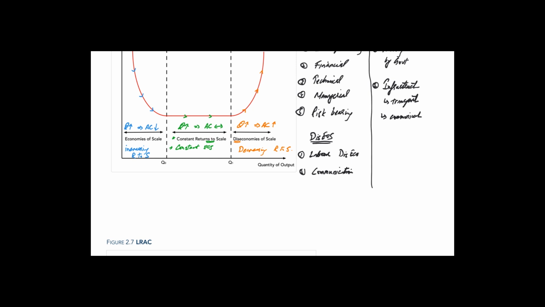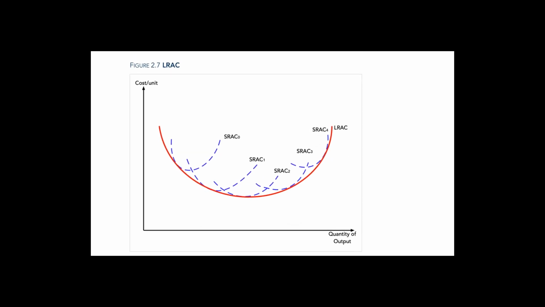So last thing about the LRAC. LRAC is the lowest most curve. Production always takes place in the short run. Long run shows the planning of the business. Because in short run, you always have a fixed factor. You were working in one factory with X number of machines.